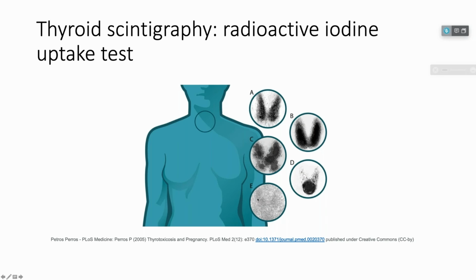E is thyroiditis. Can someone explain why E would be thyroiditis? Or Perlina, if you want to give it a shot. Well, you're making less thyroid hormone, so it's not going to be as dark. Yeah, in thyroiditis you're making less thyroid hormone, so you won't take in as much of the radioactive iodine. Yeah, exactly. And why are you making less thyroid hormone? Because it's thyroiditis, because it's inflamed.